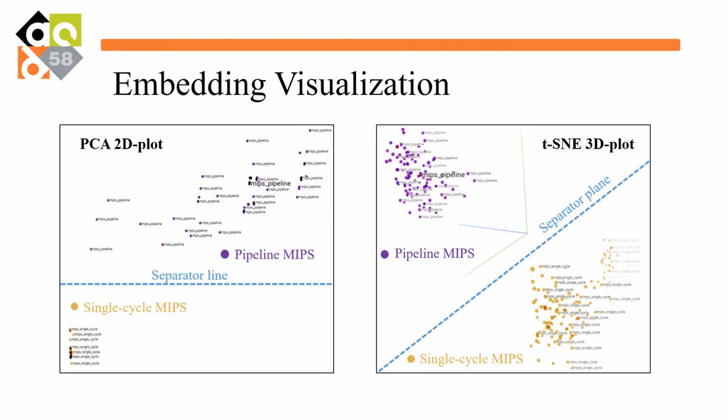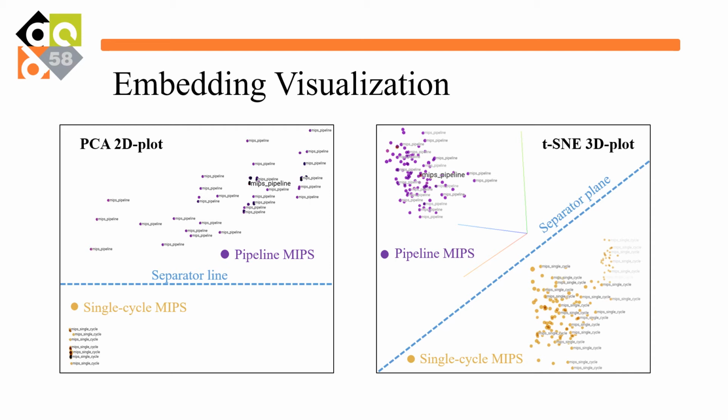As I explained, our GNN4IP model generates a vectorized embedding for hardware designs and maps them to points in the multidimensional space, such that similar circuits are in close proximity. We visualize the embedding using dimensionality reduction algorithms such as principal component analysis, PCA, and T-distributed stochastic neighbor embedding, TSNE.